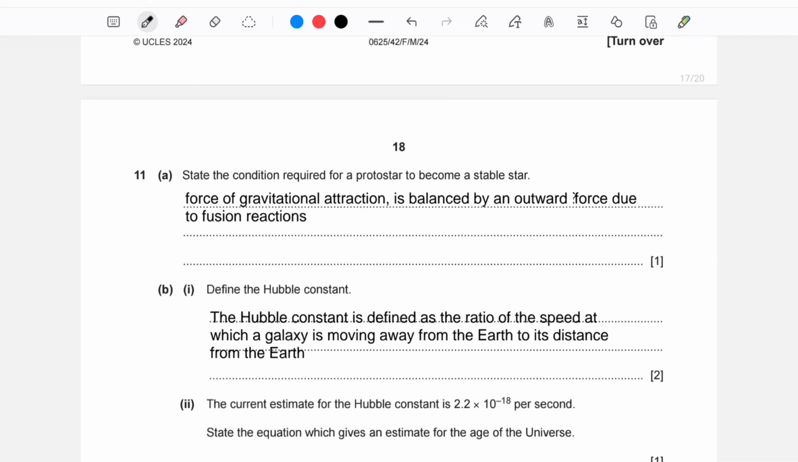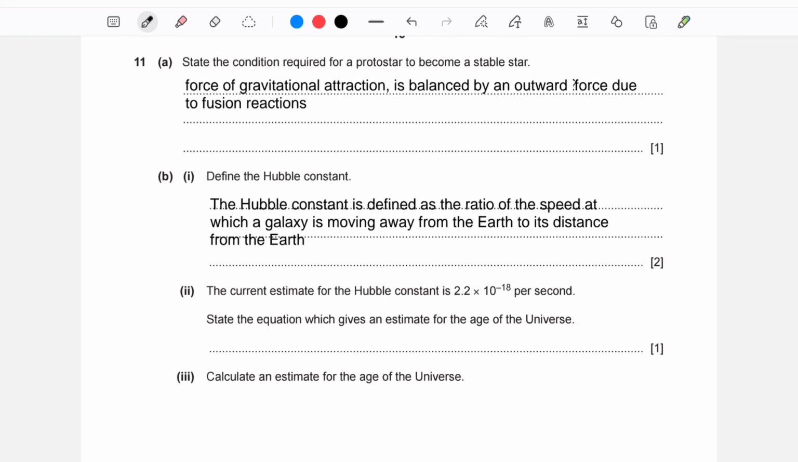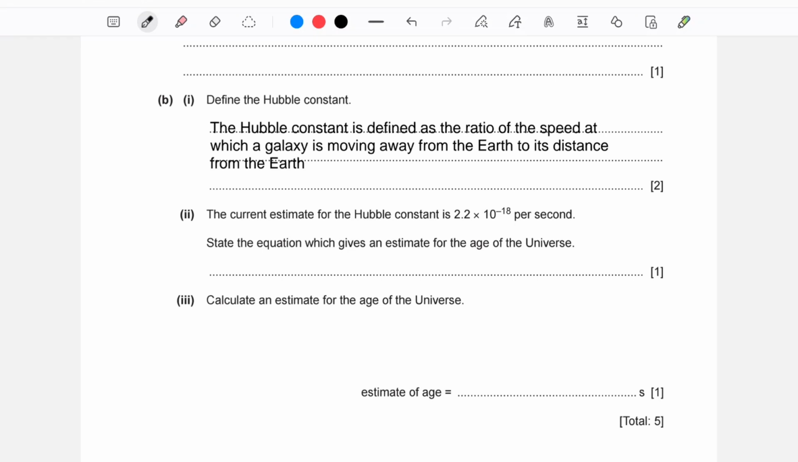Question 11. State the condition required for a protostar to become a stable star. Force of gravitational attraction is balanced by an outward force due to fusion reactions. Part B. Define the Hubble's constant. The Hubble's constant is defined as the ratio of speed at which the galaxy is moving away from the Earth to its distance from the Earth.